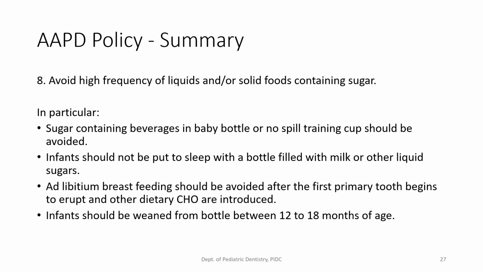And lastly, the infant should be weaned from the bottle between 12 to 18 months of age. This is very important, and this is a very frequent question that we get asked: if the child is bottle feeding, by what age should we wean the child off the bottle? The right age is before 1.5 years of age. Best would be 1 year. So if the child is breastfed, or started bottle feeding for some reason after birth, by 12 months of age we need to stop the bottle feeding.